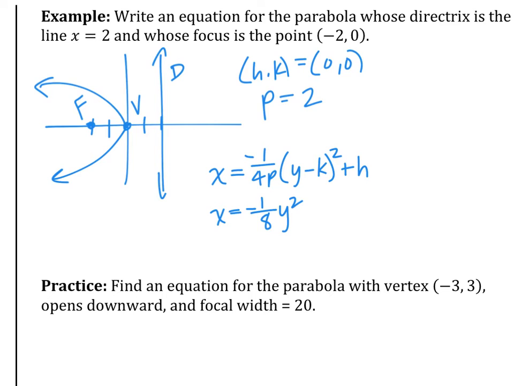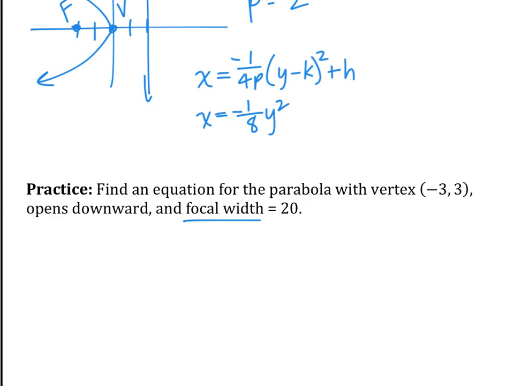Good? Okay. Let's have you practice one. This one's a little bit different. It tells you the focal width, so you've got to find p from there. Okay, y equals -1/20 (x plus 3) squared plus 3. So a lot of you just forgot the negative. It is pointing downward. Okay, the other kind of question is that it's going to give you an equation, and you have to find the parts.